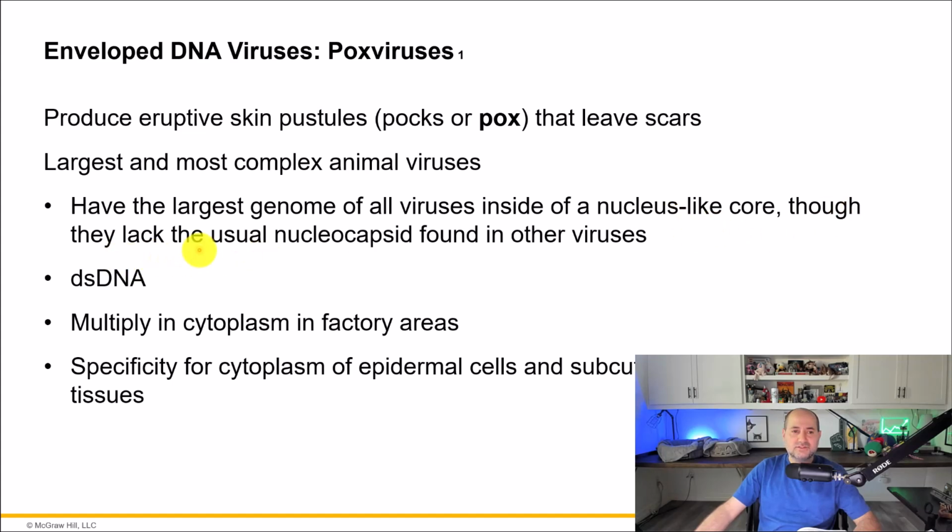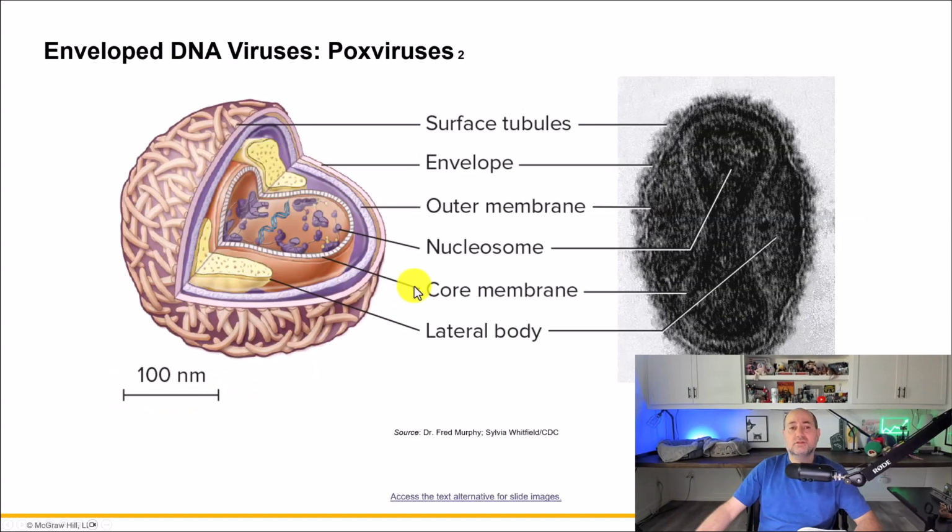Though they lack the usual nucleocapsid found in other viruses. So it's really strange because they lack a proper capsid surrounding that double-strand DNA. And these pox viruses have a host specificity for a particular tissue. They are specific for epidermal cells and subcutaneous connective tissue cells.